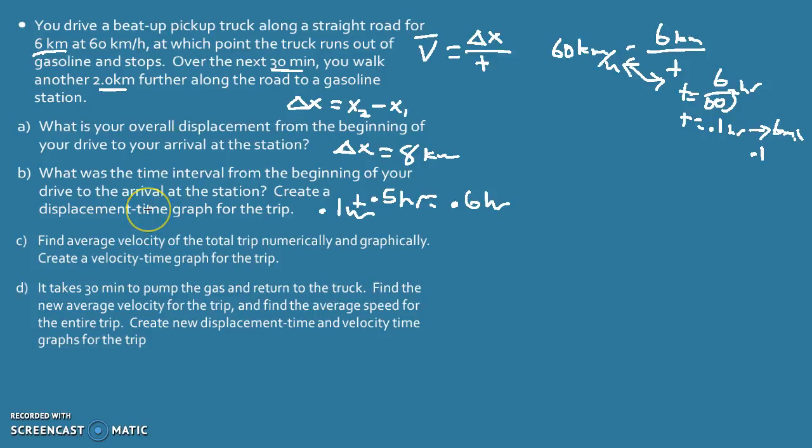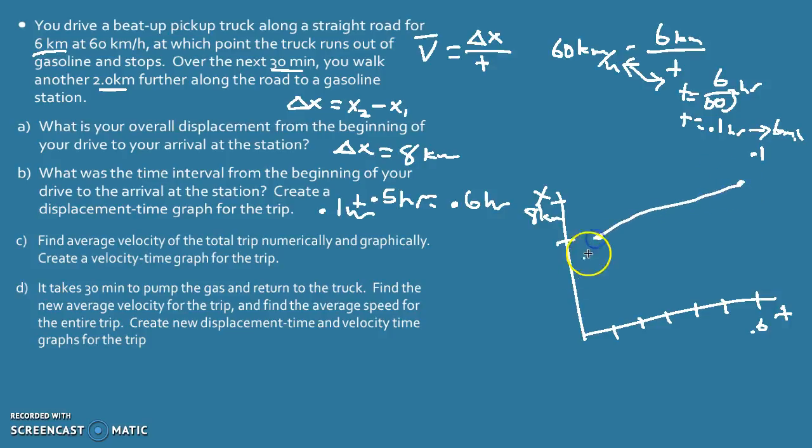Then it asks us to make a displacement time graph. We'll call it displacement because we'll say the starting point is 0. The total time of travel is 0.6 hours, so 1, 2, 3, 4, 5, 6. And at 0.6 hours, we were at the furthest position away of 8 kilometers. Working backwards, it took us 0.1 hours to go 6 kilometers. And so this would be our displacement or position time graph.